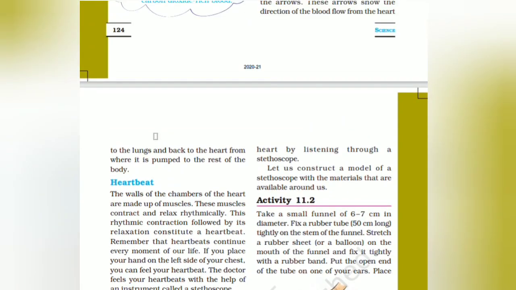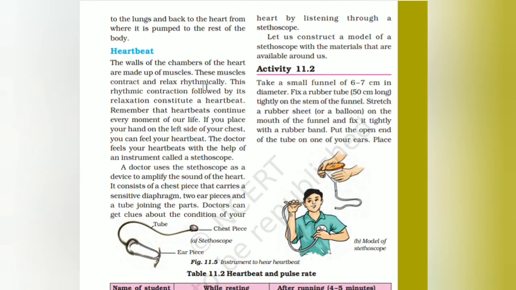Heartbeat. The walls of the chambers of the heart are made up of muscles. These muscles contract and relax rhythmically. This rhythmic contraction, followed by relaxation, constitutes the heartbeat. Remember that the heartbeat continues every moment of our life.